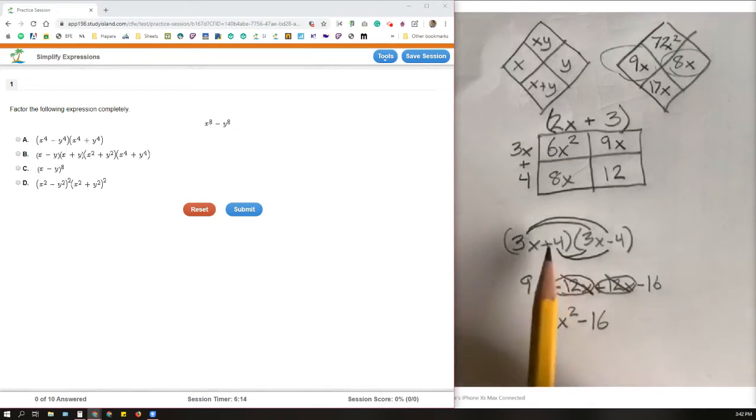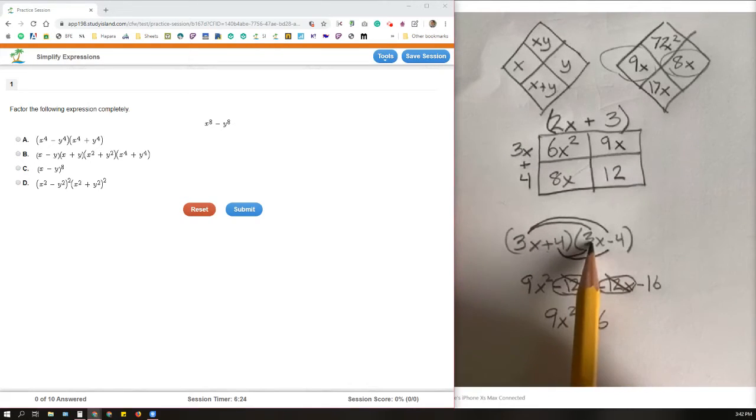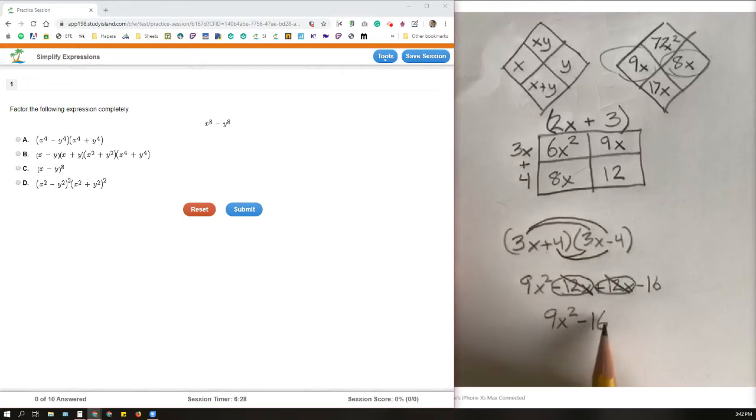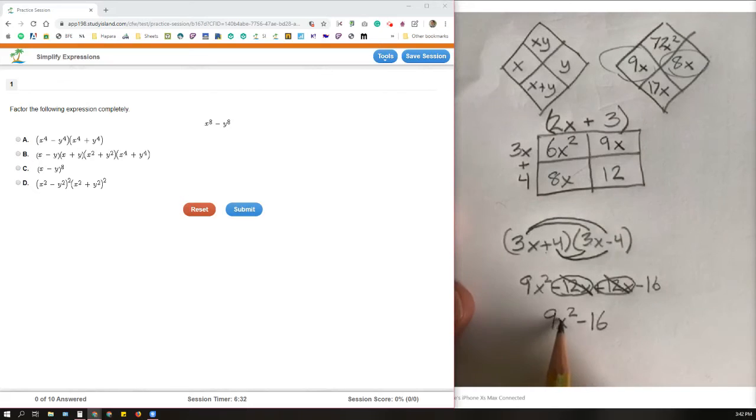You might have noticed that we had up here 3x plus 4 and then 3x minus 4, and the only difference was this said plus and this said minus. Here, 9x squared is what 3x times 3x is, and 16 is what 4 times 4 is. This pattern is always going to exist. 9x squared is a perfect square. 16 is a perfect square, and we're subtracting them. When you subtract, that's called getting the difference.